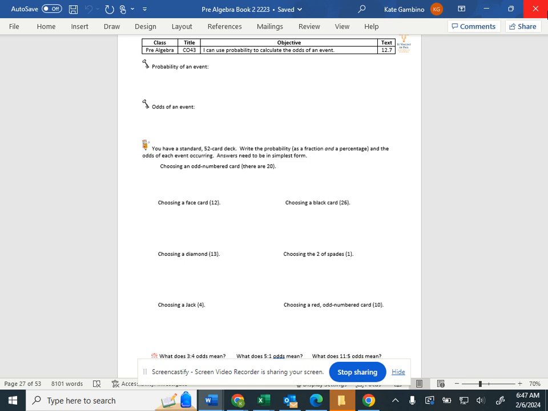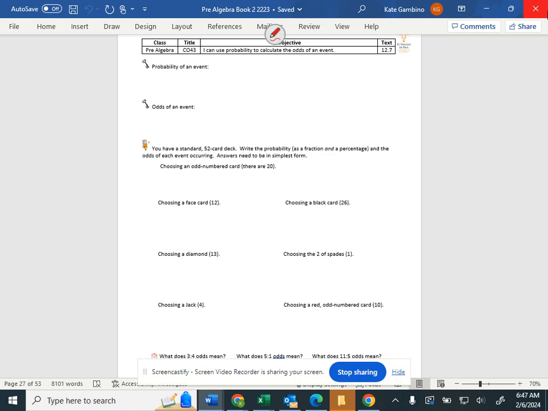We are working on CO43. I can use probability to calculate the odds of an event. So we need to look at what the probability of an event means, what that definition is, and what the odds of an event definition are. They are two very different things, so it is very important that we keep them straight so we know which one is probability and which one is the odds.